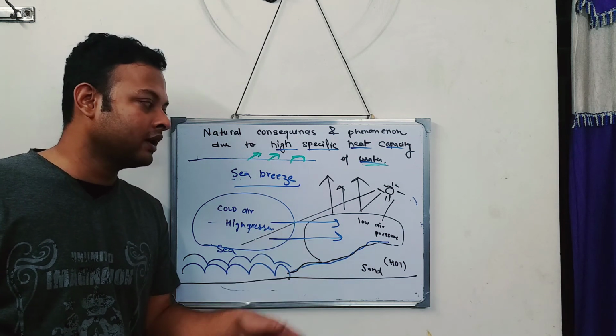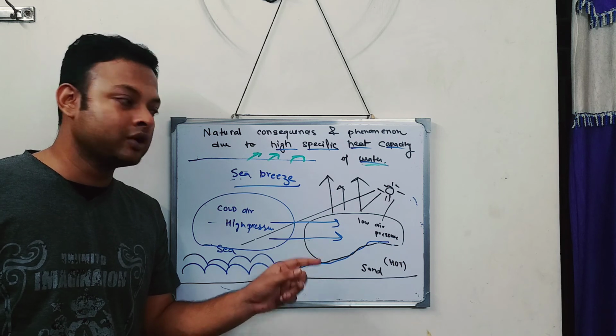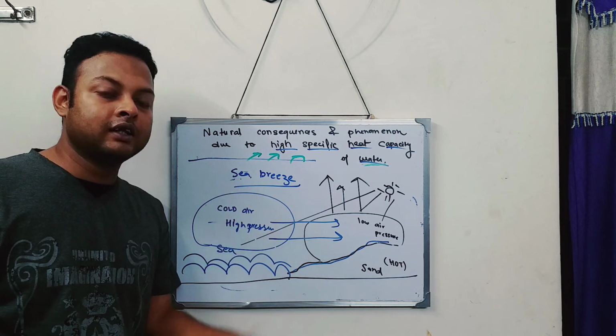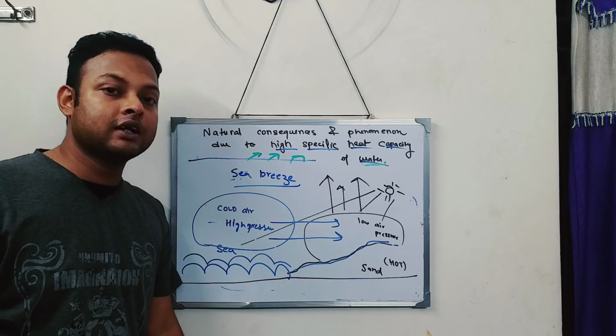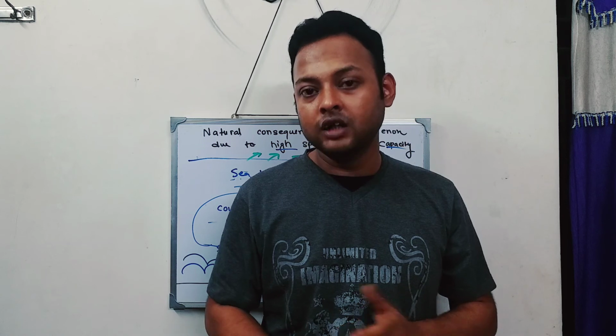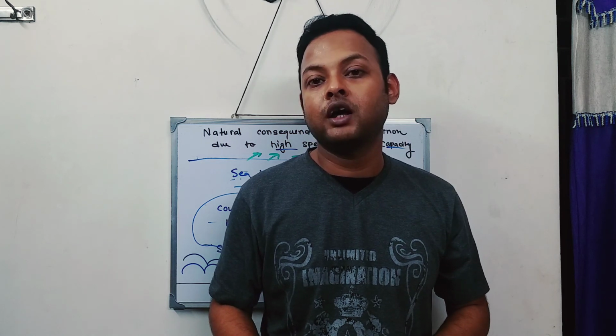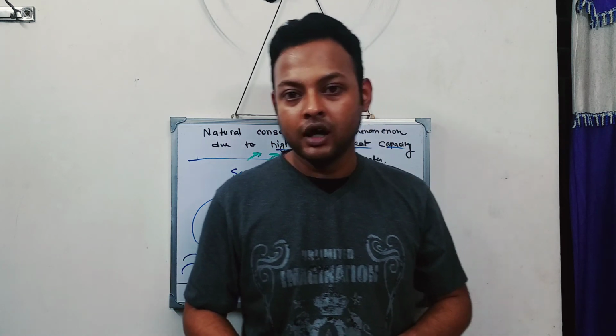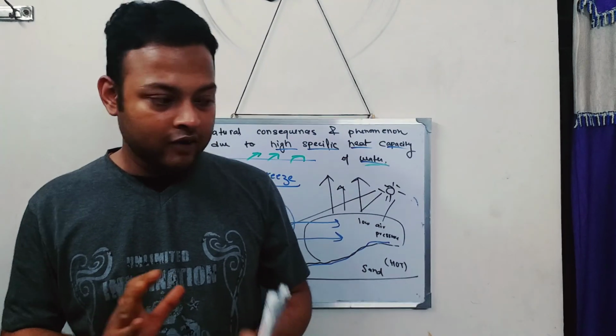Think and you will get the answer, because in class 7, this concept of sea breeze and land breeze was taught to you. So this was the consequence of the natural phenomenon of water having a high specific heat capacity. I hope you have understood.